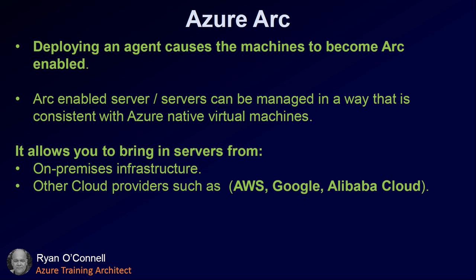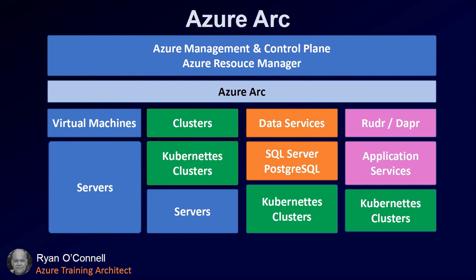Deploying an agent causes the machine to become Arc enabled. An Arc enabled server or servers can be managed in this way and can be consistent with the Azure native virtual machines. It allows you to bring in servers from on-premise infrastructure, other cloud providers such as AWS, Google, Alibaba Cloud, and so on.